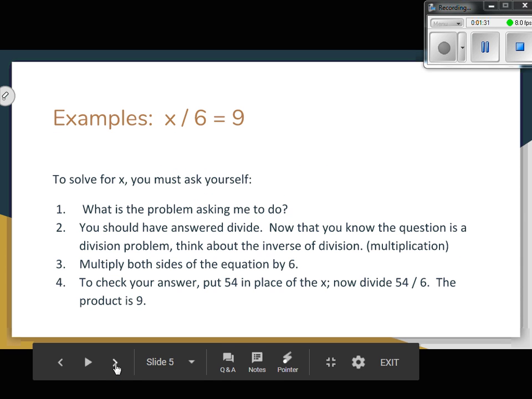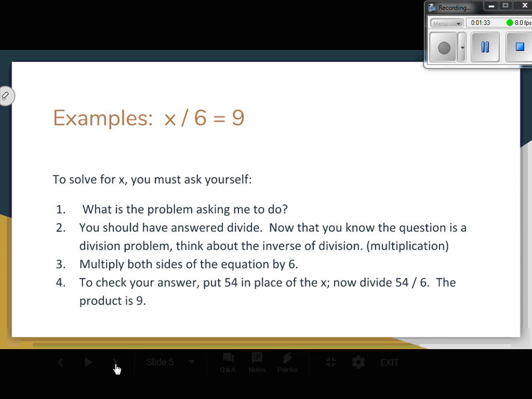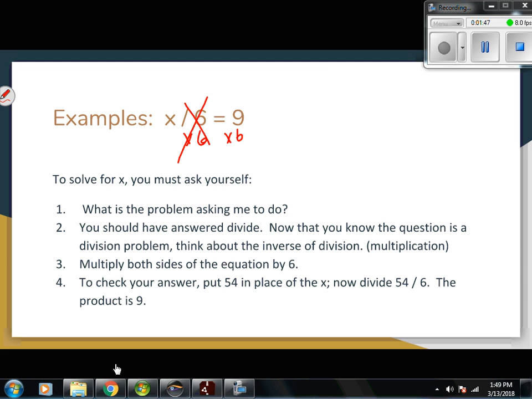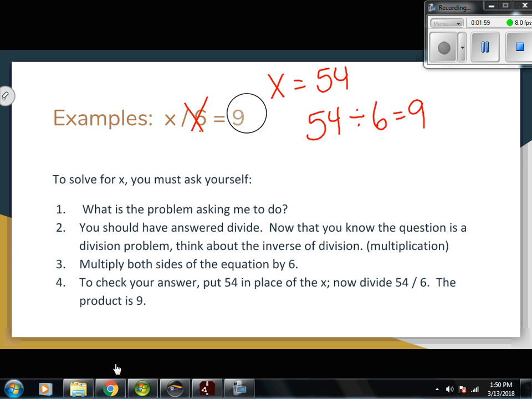Okay, let's look at another one with division. It says solve for x. So we need to ask ourselves, x divided by 6 equals 9. What is this asking me to do? It is asking me to divide. What is the inverse operation of division? It's multiplication. So I'm going to multiply both sides times 6. This cancels out, and I'm left with x equals 54. If I go back and substitute in 54 for x, 54 divided by 6 does in fact equal 9.